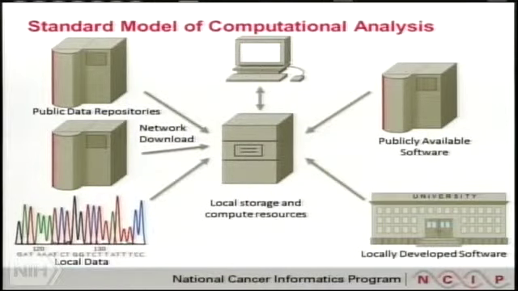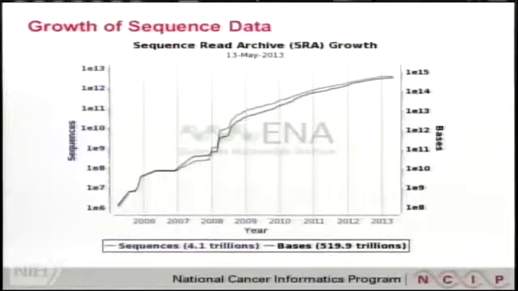However, there are a number of stressors to this model that are making it increasingly obsolete, and at some level it may actually be that it has already been stressed to the point where it is obsolete. One of these is clearly the fact that next-generation DNA sequence technology has given us a wealth of new information. This is the growth of the Sequence Read Archive from the European Nucleotide Archive. I borrowed this from the EBI website.